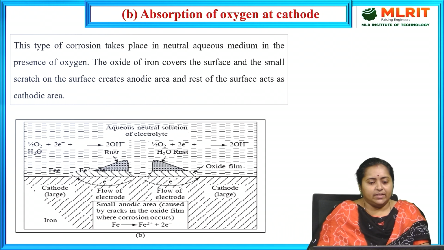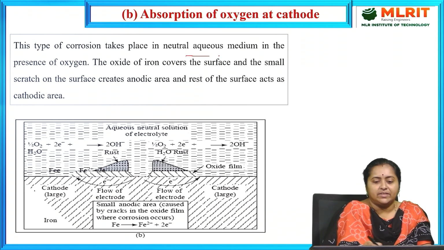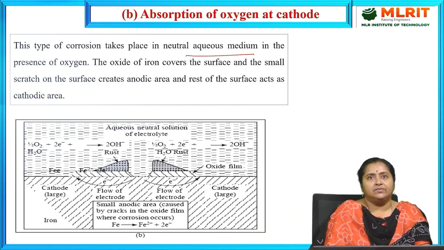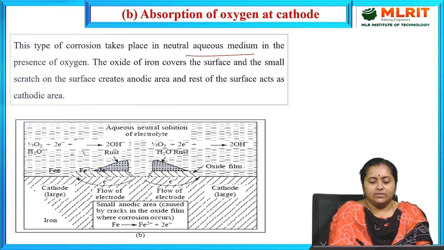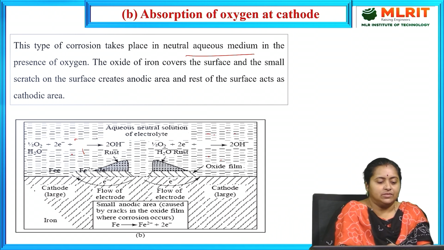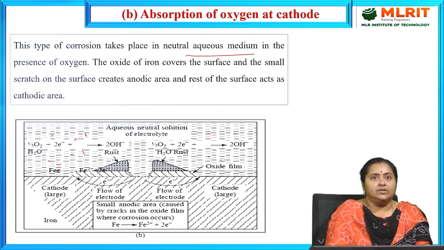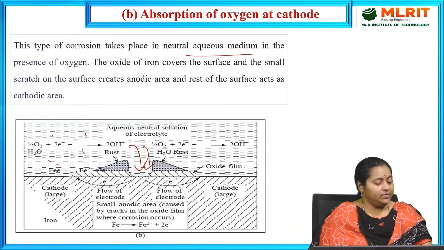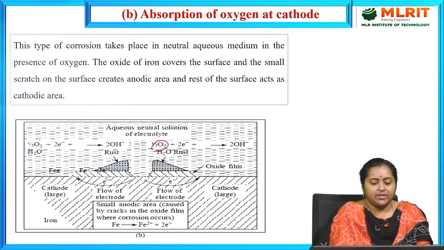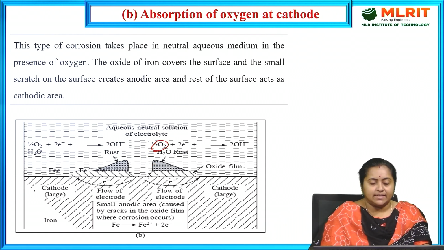And then, as I told you, it has a neutral aqueous medium. Aqueous in the sense it will have water as solvent. So these droplets are nothing but an aqueous neutral solution. These are the solution molecules that are present on the surface of the metal. As these aqueous or water droplets penetrate into this hole along with atmospheric oxygen, what will happen? Let us see the mechanism part.